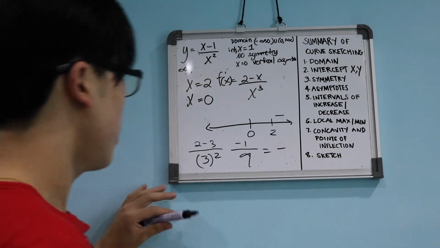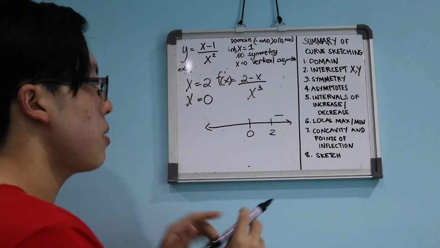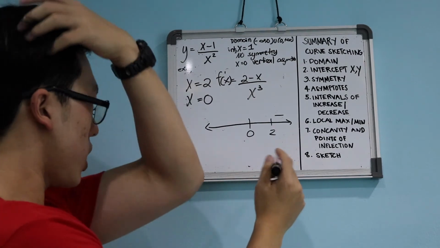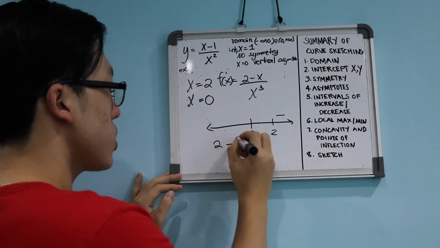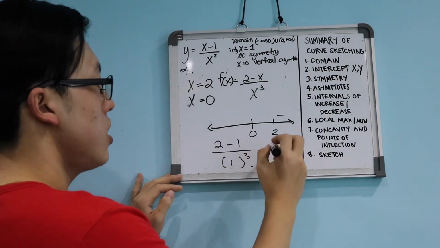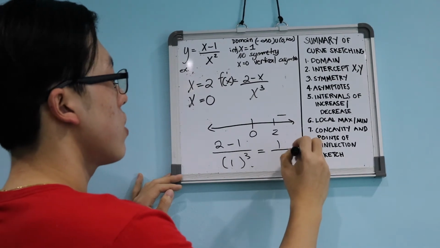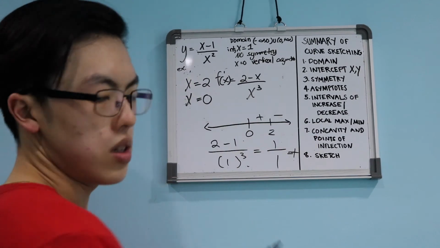And if we plug in a number that is between 0 and 2, it is 1. So 2 minus 1 over 1 to the power of 3 is equal to 1 over 1. So the value is positive. So positive.